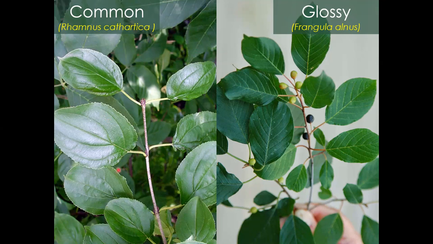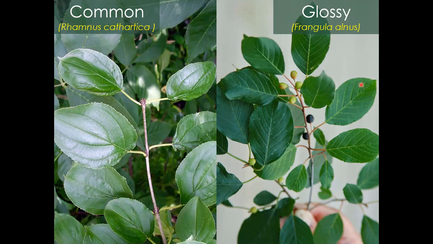Now we compare that to glossy buckthorn, and what we'll notice is that for glossy, the leaves are once again sub-opposite or even alternate. In this case, the leaves will also be dark green in color. They'll often have a glossier appearance, as their name implies. The edges, however, will be smooth. So this is a difference from common buckthorn. Common is toothed, glossy is smooth.